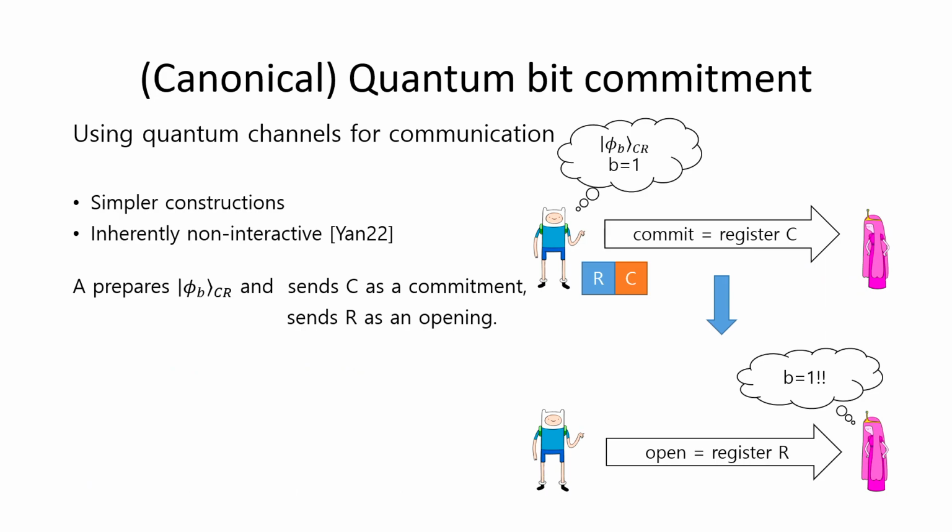In the quantum world, it turns out that quantum communication is very helpful for commitment schemes. It is shown that there are simpler constructions for quantum commitments, and that quantum commitment is inherently non-interactive. It can be described as a simple protocol where the sender prepares a two-register quantum state, sends register C as the commitment, and sends register R as the opening.